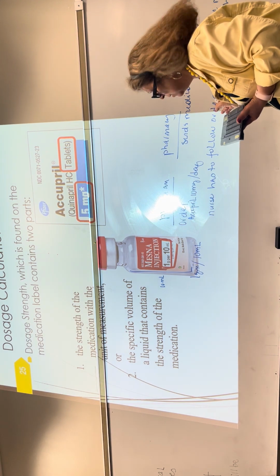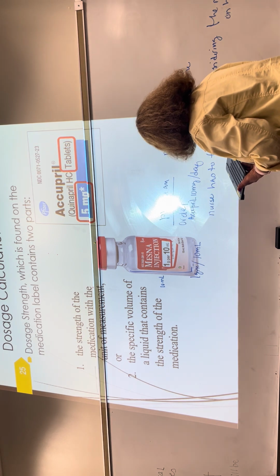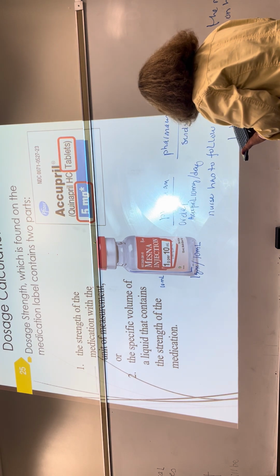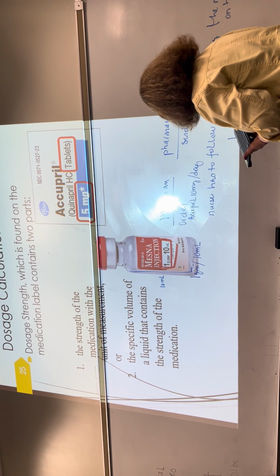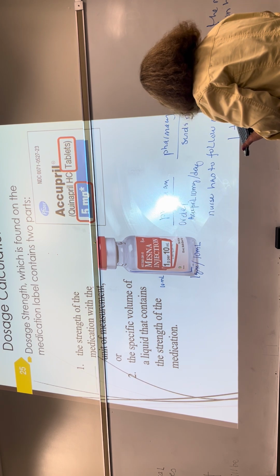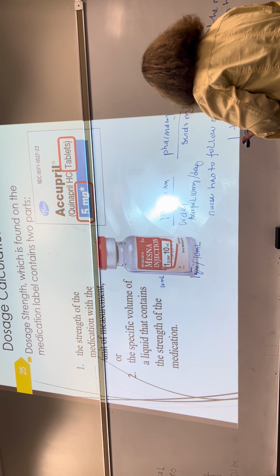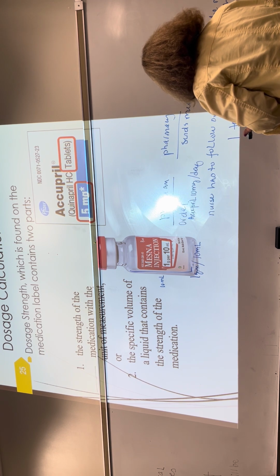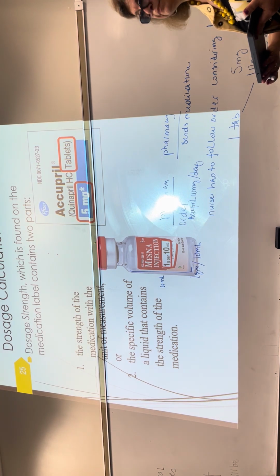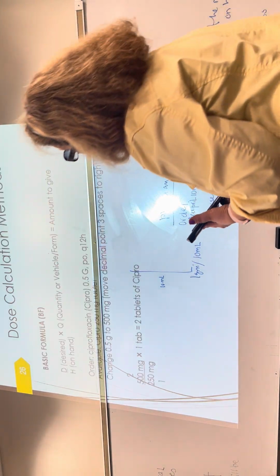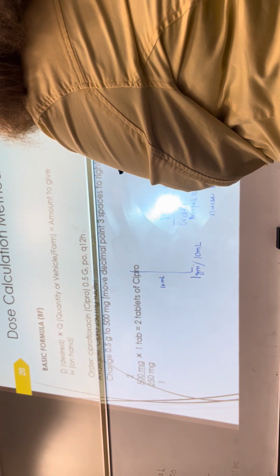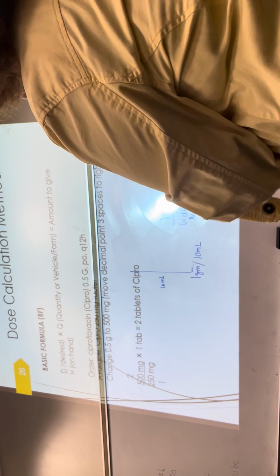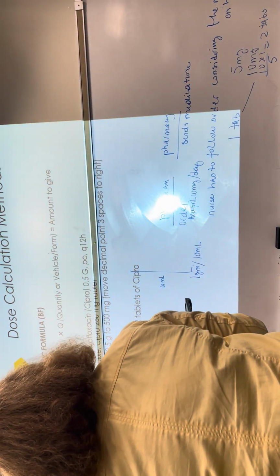Is that clear? Okay, so in other words, 1 tab has 5 milligram. Physician order says 10 milligram. So how many tablets am I going to be giving? So 10 times 1 over 5, which is 2 tabs. Am I making sense? All right, so now here, the basic formula: the desired times the quantity of the vehicle, the amount to be given, over what is on hand.